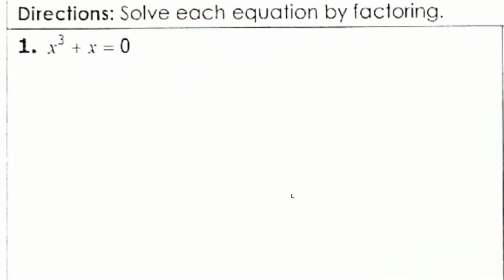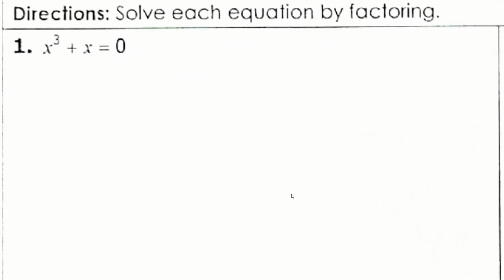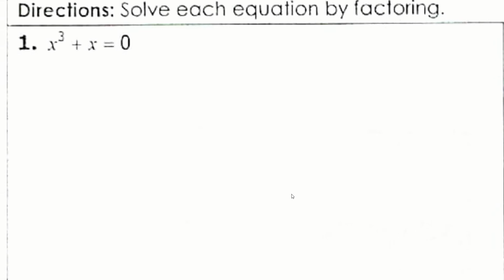Look at number 1. We're going to solve it by factoring. Well, it's a cubic polynomial, isn't it? It's already set equal to 0. You see that? So all I need to do is factor it. Well, it's a binomial, right? 2 terms. Binomial. What's the first thing you're supposed to check when it's a binomial? Hopefully you remember GCF. What can you pull out of both of those terms? X. If I pull an x out, here's what I'm left with.